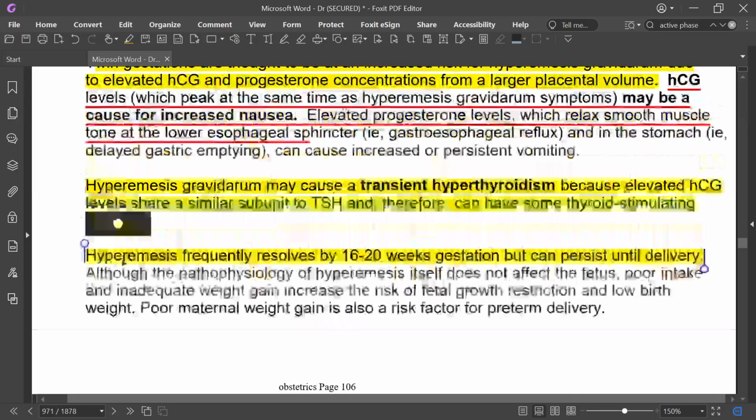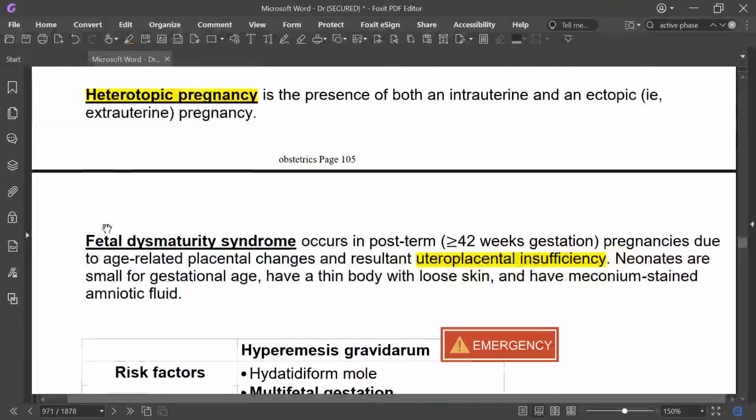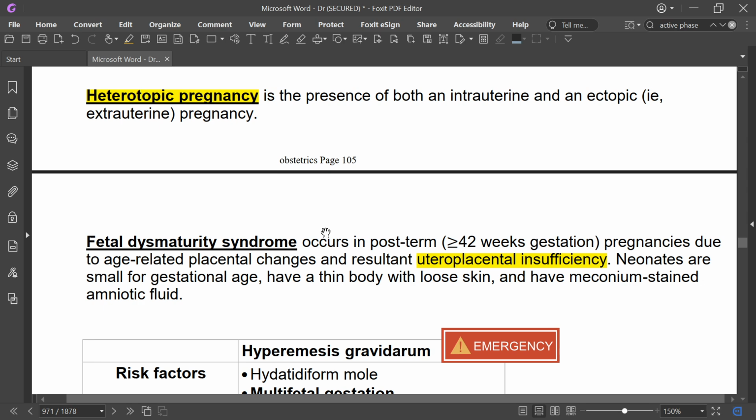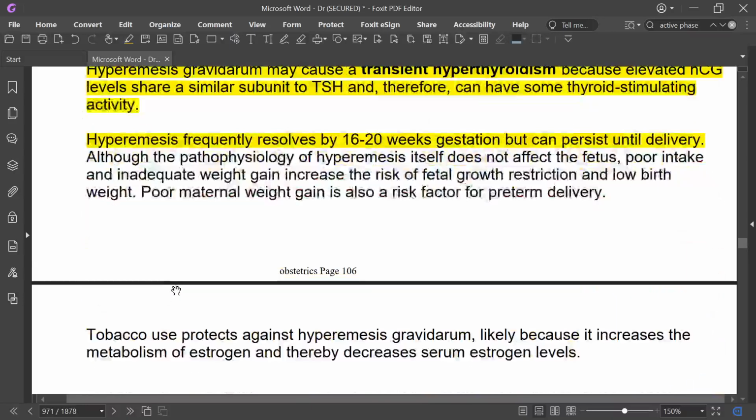What is dysmaturity? Fetal dysmaturity syndrome occurs in post-term pregnancies due to age-related placental changes. It causes uteroplacental insufficiency. Neonates are small for gestational age, have a thin body, loose skin, and meconium stained amniotic fluid.